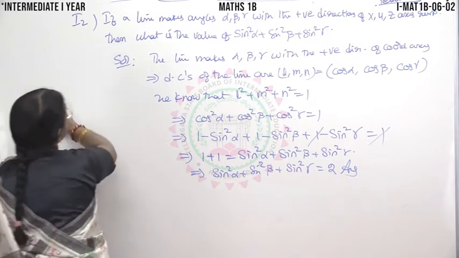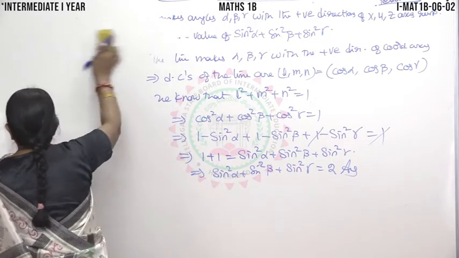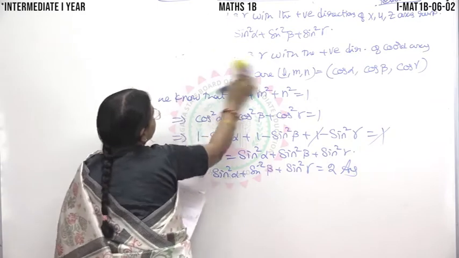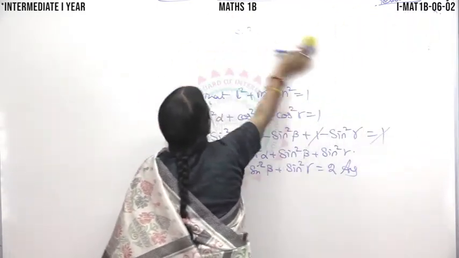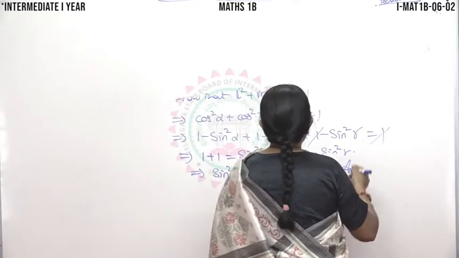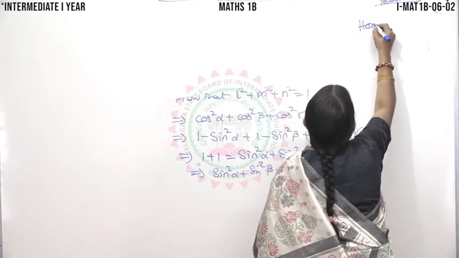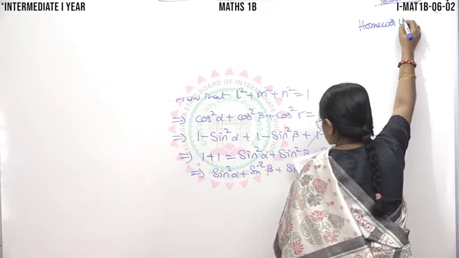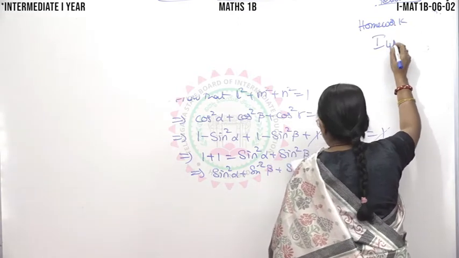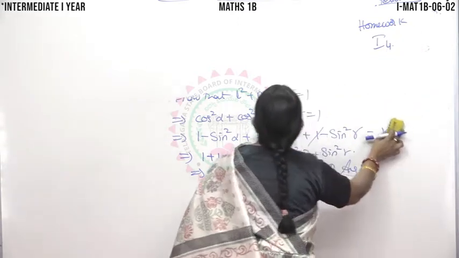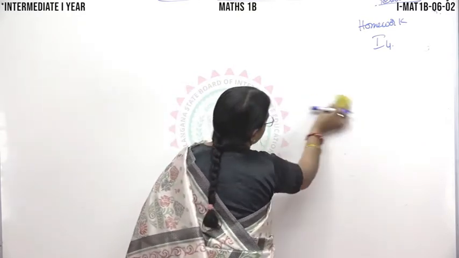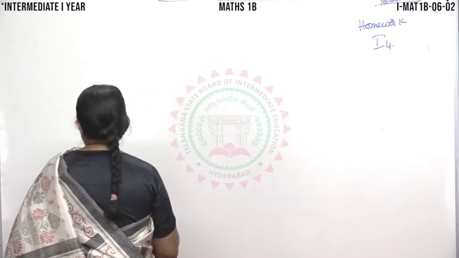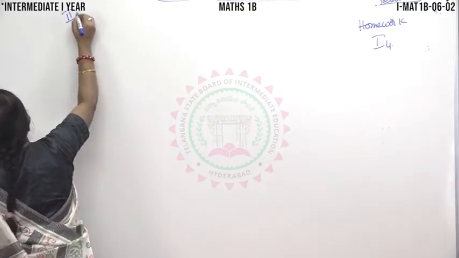Okay, second section, first problem. First section, fourth problem you can take as homework. Here he has given 2 points, just find the direction cosines. So we solve similar problems. We can try.